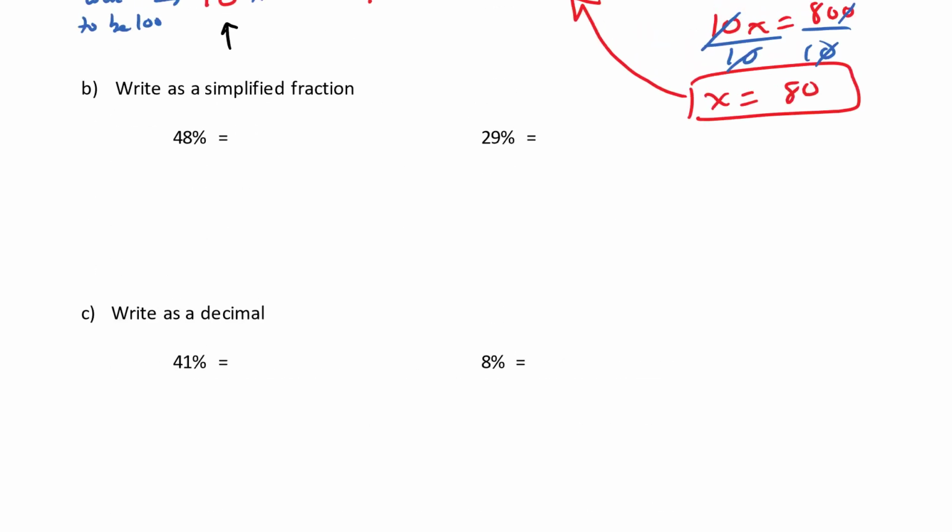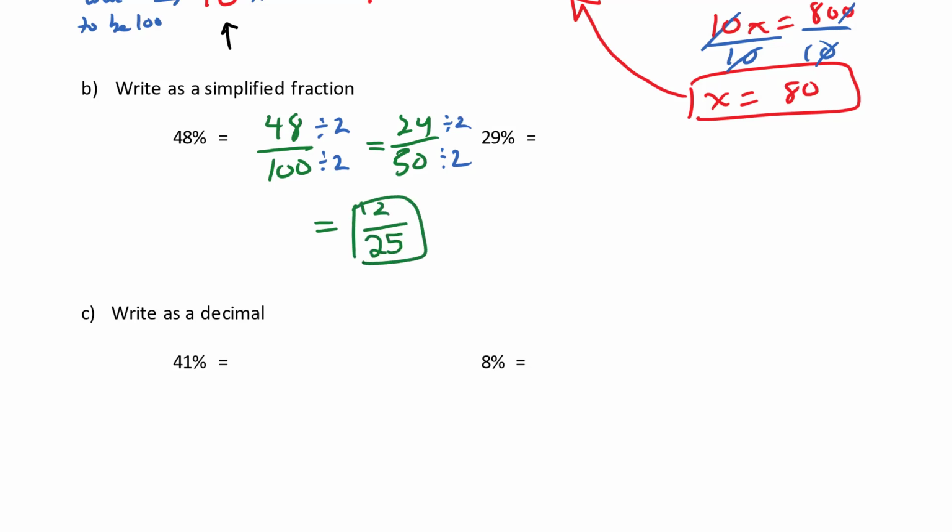Let's convert 48% over to a fraction. 48%. Divide the top and the bottom by 2 to try and simplify it. 24 over 50. Notice I can do it one more time. Divide the top and bottom by 2 again. And we get 12 over 25. Remember, these must be simplified down. 29%. 29 per 100. Final answer. Can't be simplified down.